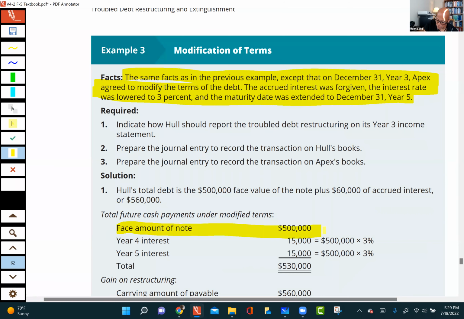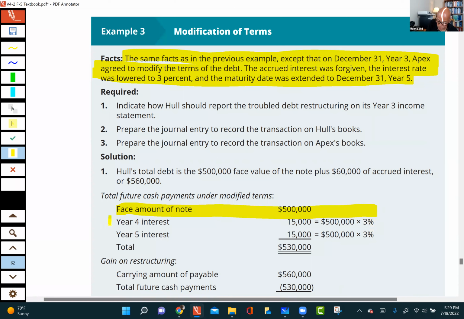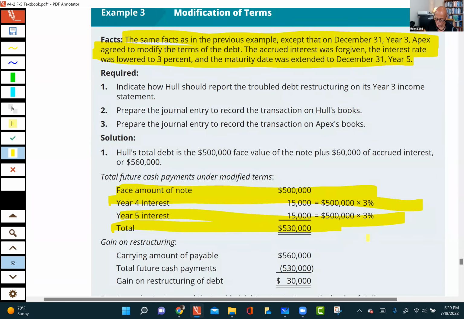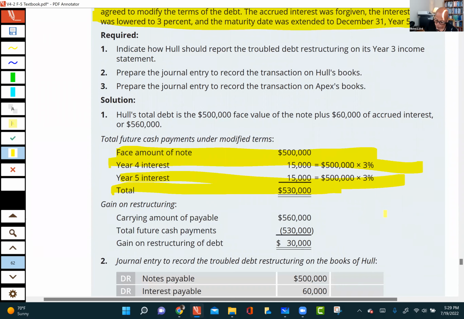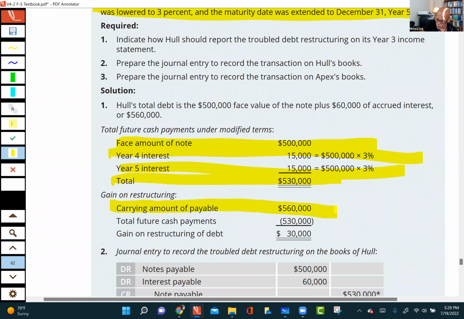And so now you take a look, and we first have to figure out, well, what's the debt that is being forgiven, and it's going to be what? It's going to be this year 4 interest, this year 5 interest. So the total is 530, is the total that they're going to be receiving, I should say. The carrying amount of the debt is what? 560 per the information. 530 versus 560 is a gain on restructuring of 30,000. No discounting of the cash flows. Treating every dollar, these dollars that they're not going to get until years 4 and 5, as though they are what? Being received today, aren't they?